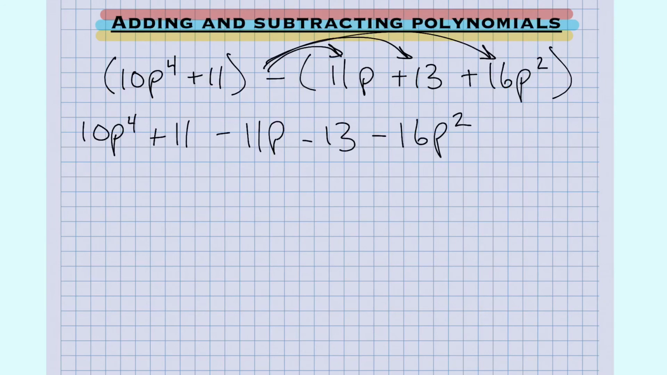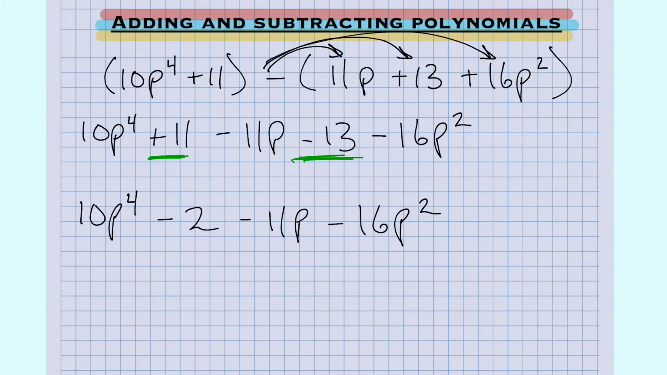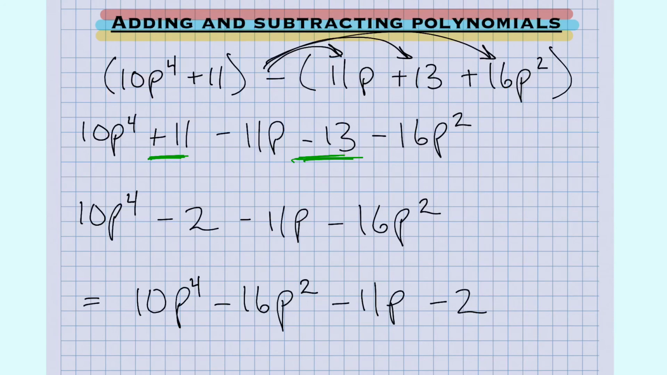Now we can combine like terms. It seems that the only two like terms are positive 11 and negative 13. So we have 10p to the fourth, and positive 11 minus 13 gives us a negative 2. And minus 11p and minus 16p squared. Now we're going to put that in descending order. So we have 10p to the fourth minus 16p squared minus 11p minus 2. Okay, that's our answer.